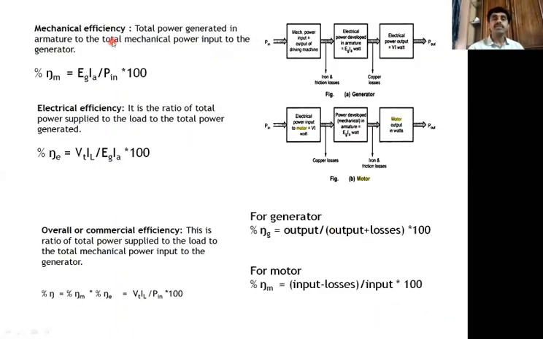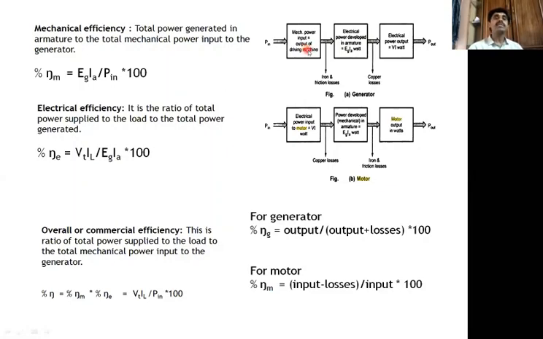So what is the mechanical efficiency? If you observe here, it is the ratio of the total power generated in the armature to the total mechanical power input to the generator. If you see the generator, this is the mechanical power input, and this is the electrical power developed in the armature. Therefore, this output by this input is mechanical efficiency.